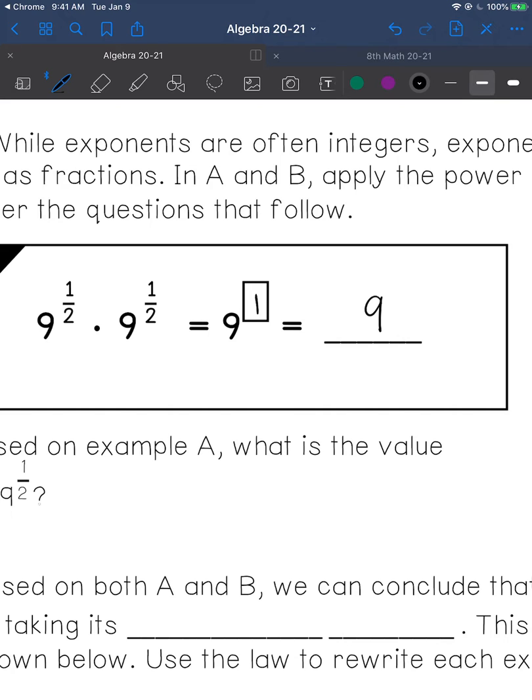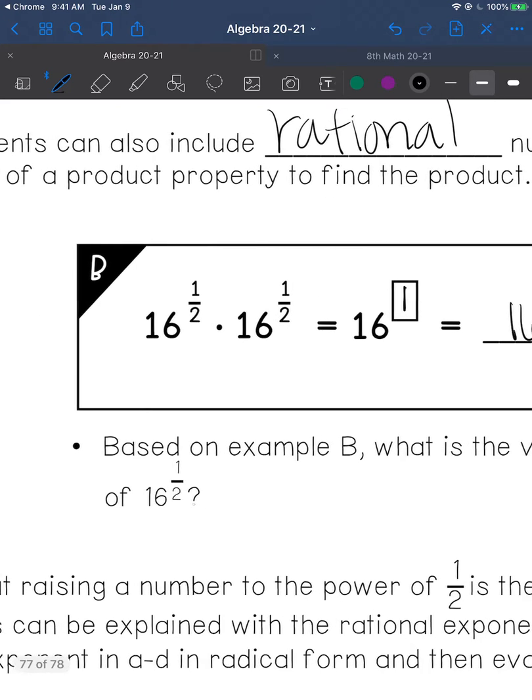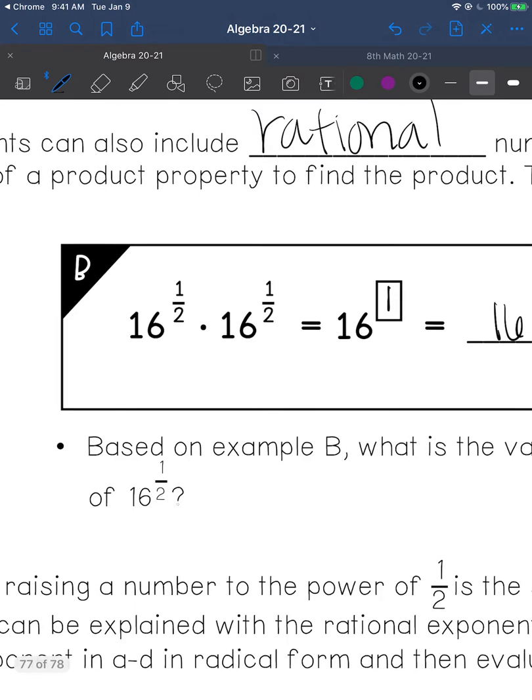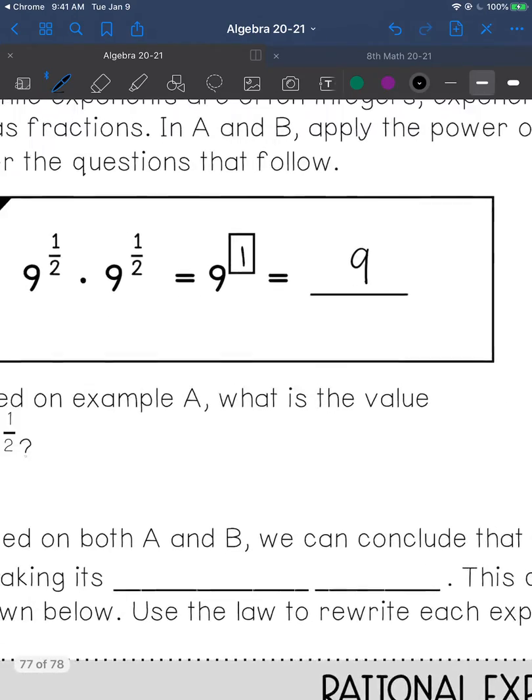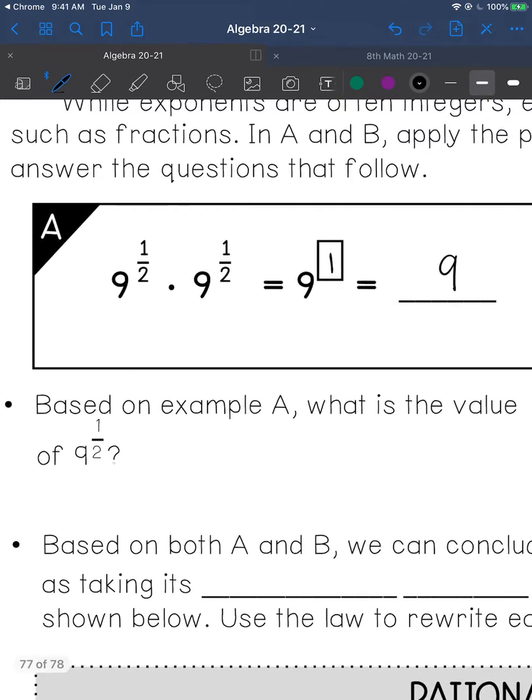9 to the 1 power is 9. And same thing over here, 1/2 plus 1/2 equals 1. So 16 to the 1 power is 16. So the question is, based on example A, what is the value of 9 to the 1/2 power? What that's asking is, if this is 9, what does this equal? What does something times itself, because they're the same number to the same power, equal?